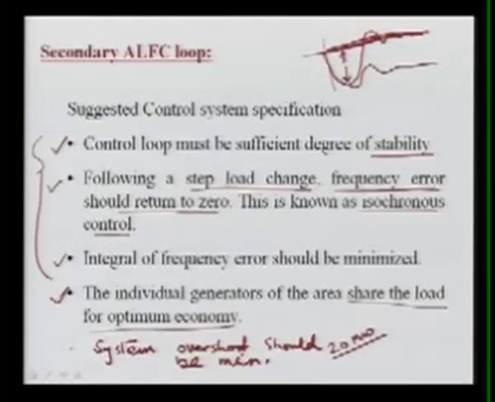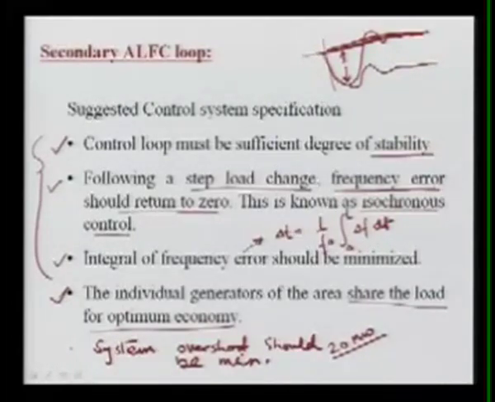Now the integral of frequency error should be minimized. The transient frequency error, as I said, cannot be eliminated. So here is the integration of the change in frequency with dt, from 0 to time t, which we want to minimize. This is a time error, which can be expressed in seconds, and we want to minimize it. This basically shows how fast you are achieving.